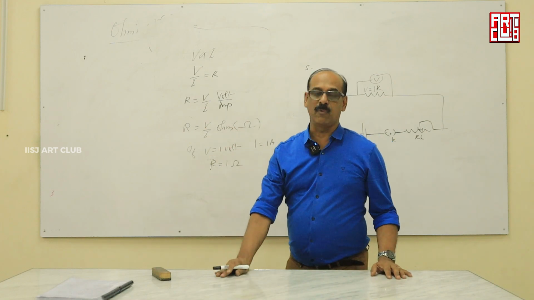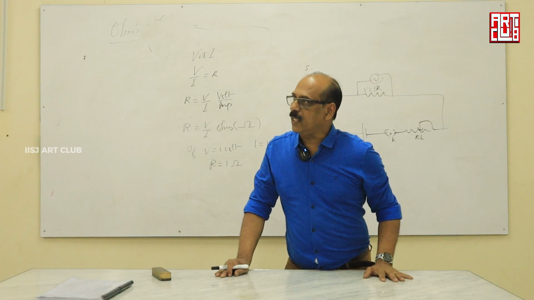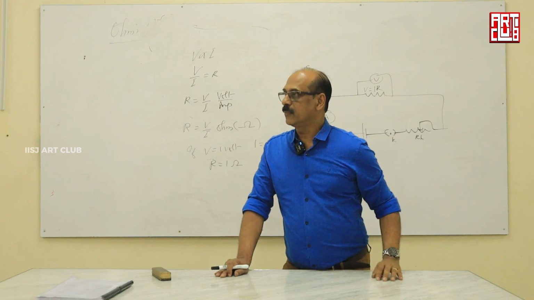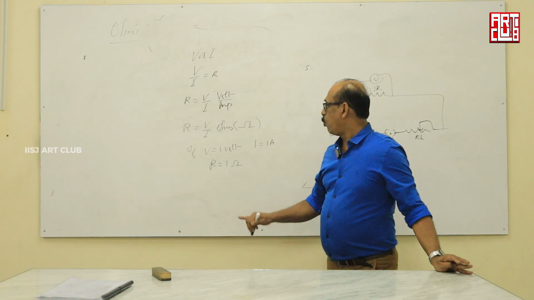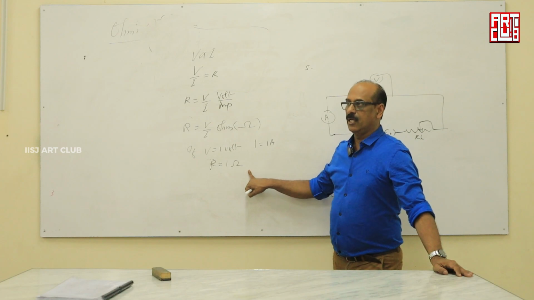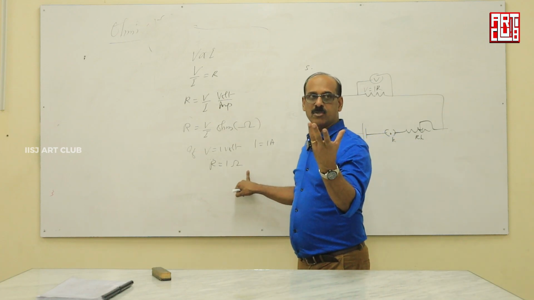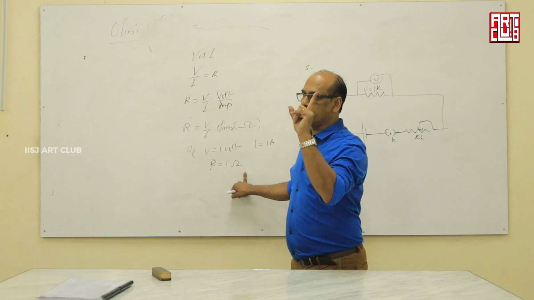See, 1 meter, the SI unit of length. 1 second, SI unit of time. 1 kilogram, SI unit of mass. Similarly, 1 ohm is the SI unit of resistance. So what is the effect it produces? When 1 ampere current is flowing through it, 1 volt of potential drop develops.